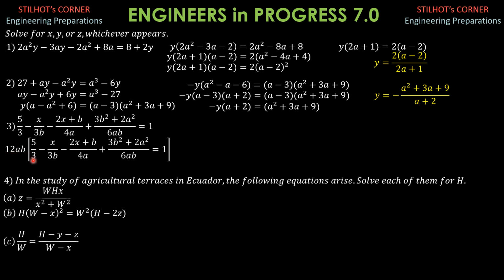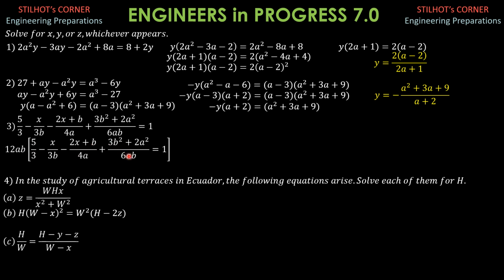So 12ab over 3 is 4ab times 5, 20ab. Then 12ab over 3b is 4a times x, so negative 4ax. 12ab divided by 4a is 3b, so times negative 2x, so negative 6bx. Then negative 3b times b, negative 3b square.